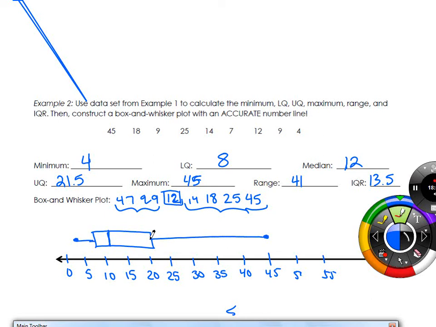Okay? So what this tells us about the data, okay? Even though from the minimum to the first quartile and from the first quartile to the median looks smaller, how much of our data is between 4 and 8? 25% of our data. And how much of our data is between 8 and 12? 25% of our data. So half of our data is from 4 to 12, but the other half of our data is from 12 all the way to 45. So those numbers must be more spread out in our data set, right? So that's what this is trying to visually tell you.